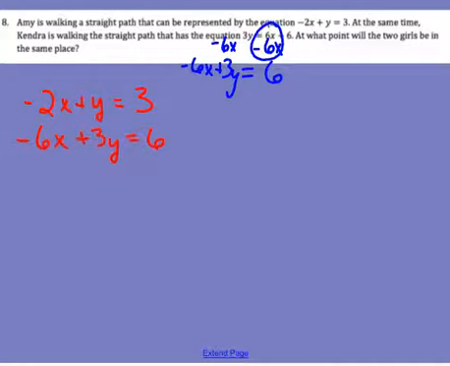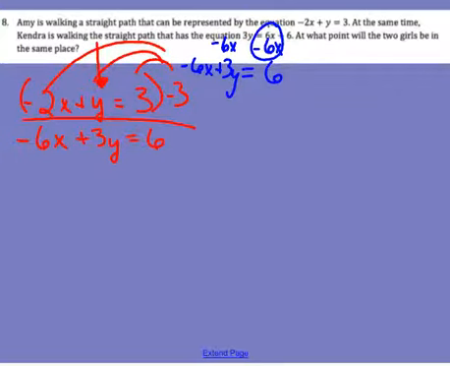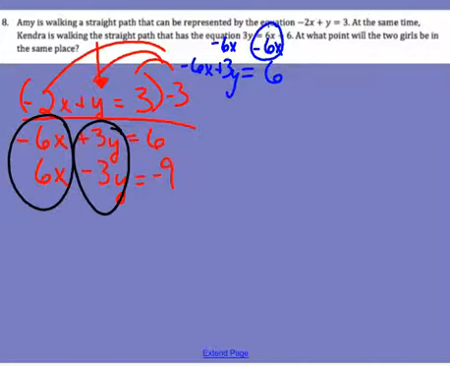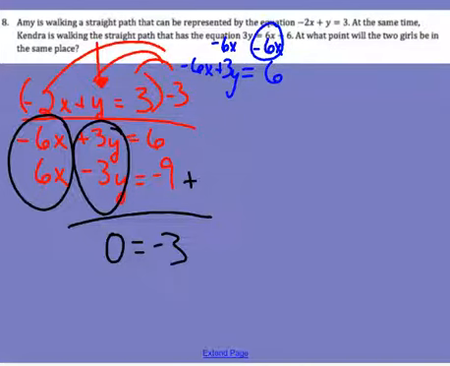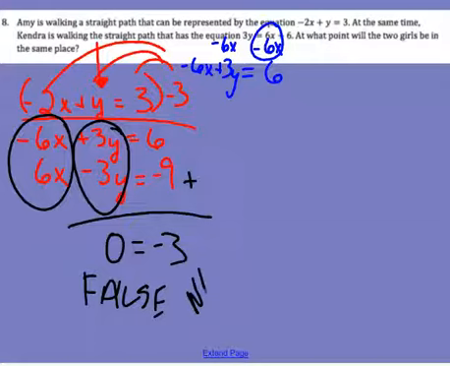There's nothing pretty here. Either way, I have to multiply. I'm going to look at this inside one here and multiply by negative 3 so I can subtract everything. What that's going to end up being is positive 6x minus 3y equals negative 9. This goes to 0, this goes to 0. So if I add this, this is 0 and this is negative 3. That's a false statement. That is no solution.